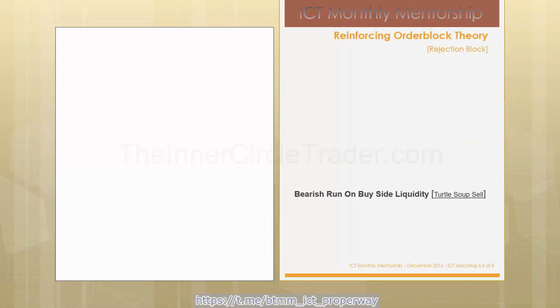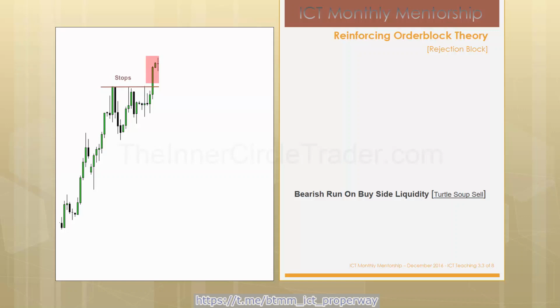Okay, we're going to look at a bearish run on buy side liquidity, or a turtle soup sell. Now, obviously, when you look at this price action here, it should be pretty obvious after studying my material. We have equal highs that have been ran out. So there are buy stops above those equal highs that have been ran out here. We would reasonably expect to see what form? A sweep through and a potential rejection and trade lower. And that's what you would see here as an example.